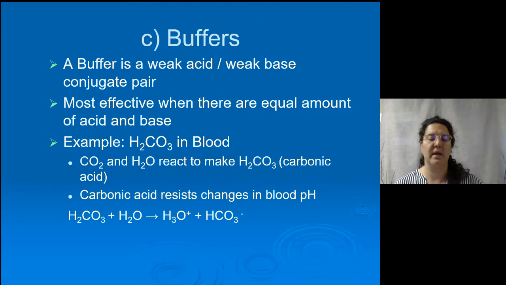For example, we have H2CO3 in the blood. CO2 and H2O react to make carbonic acid, or H2CO3. And carbonic acid is going to resist changes in blood pH. So we have carbonic acid and H3O positive. We have a slightly acidic molecule and a slightly basic molecule. So the pH in our blood is not really going to change.